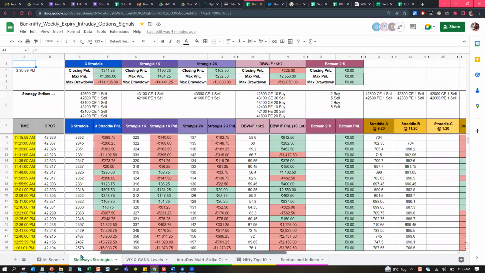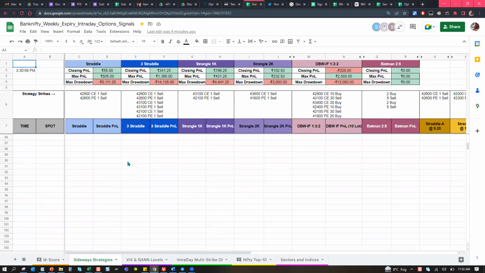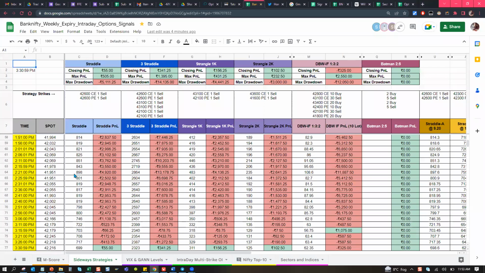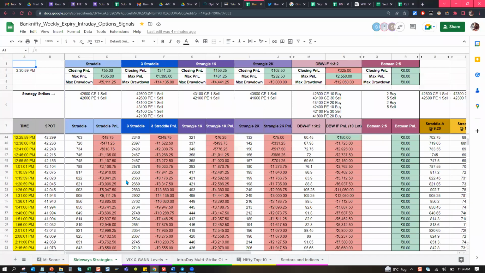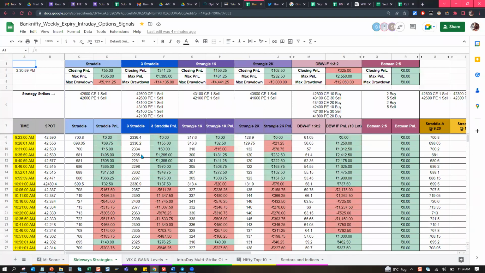So here you can get a very rough idea, ma'am, if you are using this sheet, and probably after one month you'll automatically figure out how much movement happened today versus how much profit these strategies made. Then you'll come to know that today the market stayed in this range, so there is very good profit in the straddle because the premium decay has been very good.